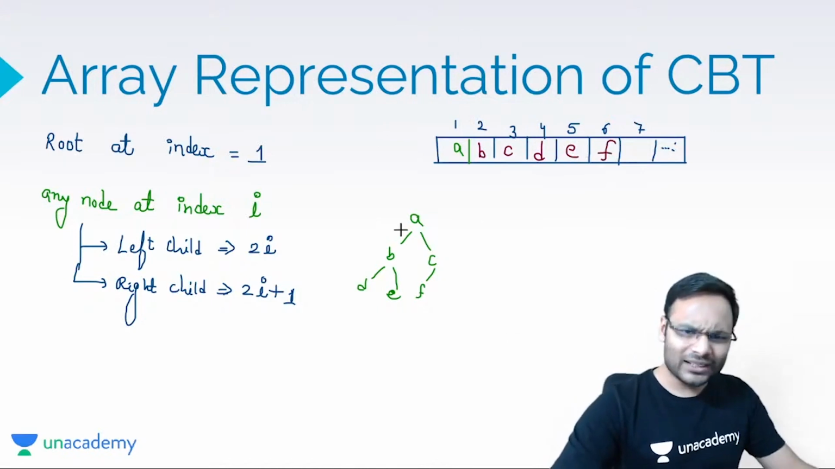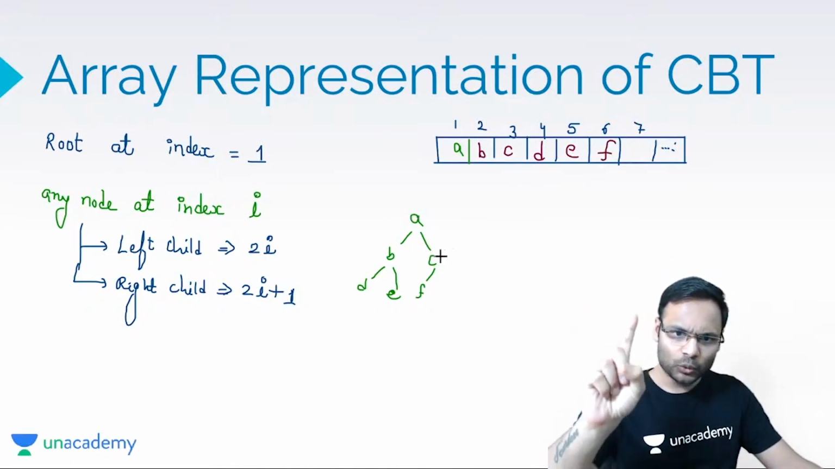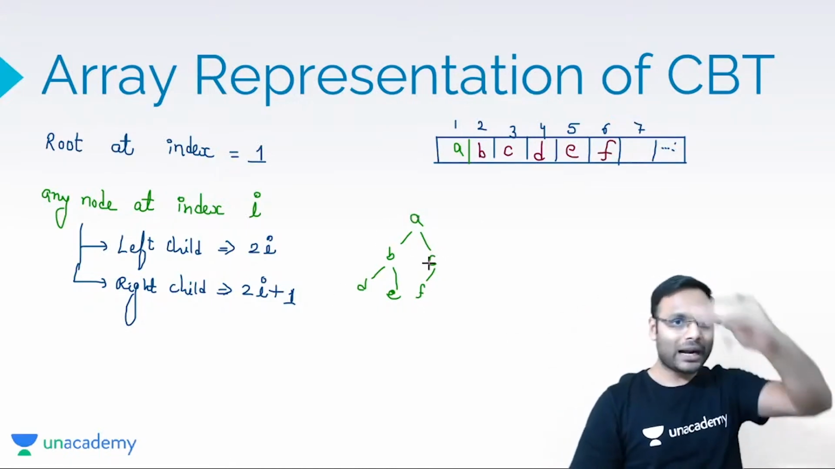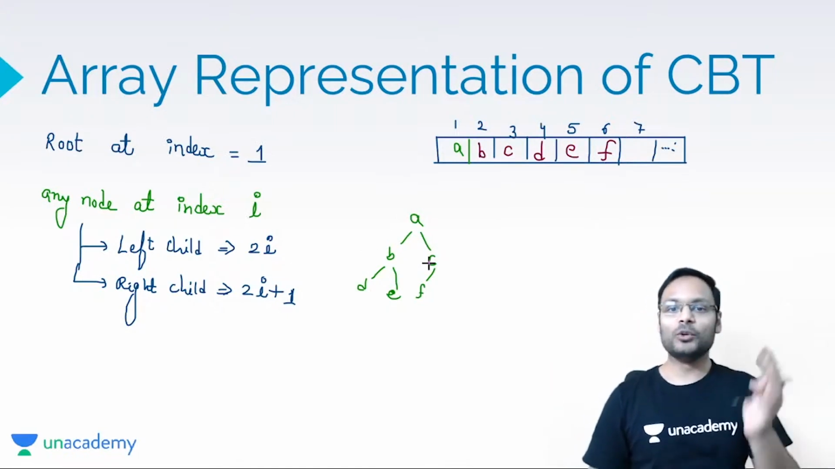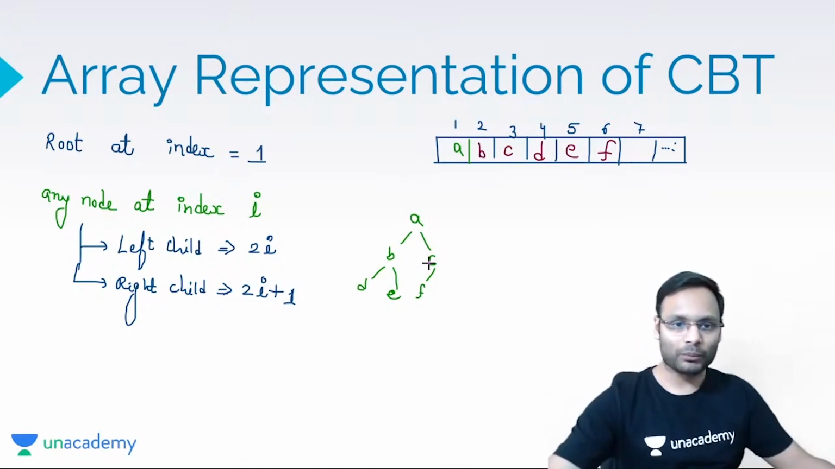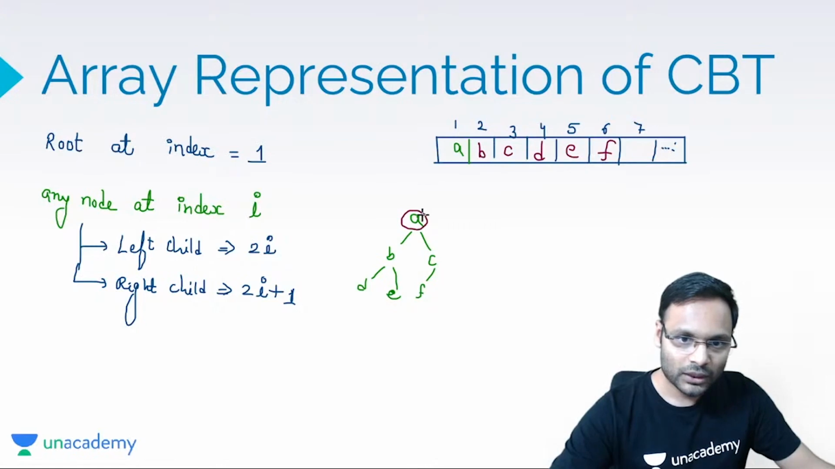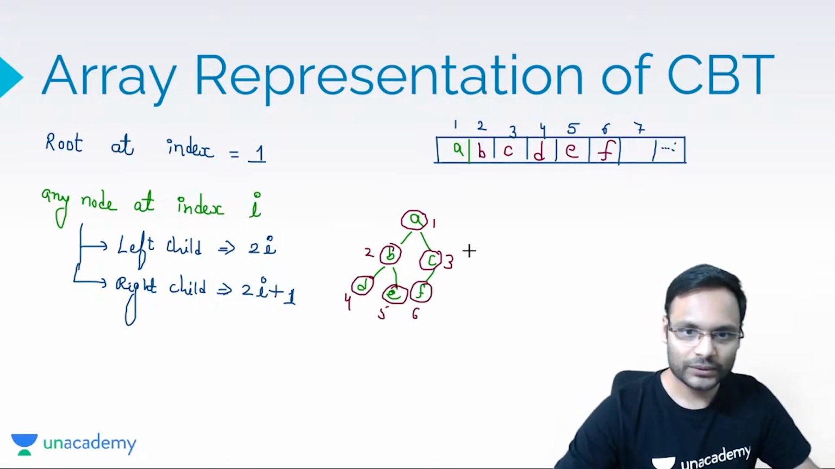Or directly you can understand: A is on 1, then B 2, 3, 4, 5, 6. Left to right, level by level you can store continuously. You can provide the indexing from here also: 1, 2, 3, 4, 5 and 6.